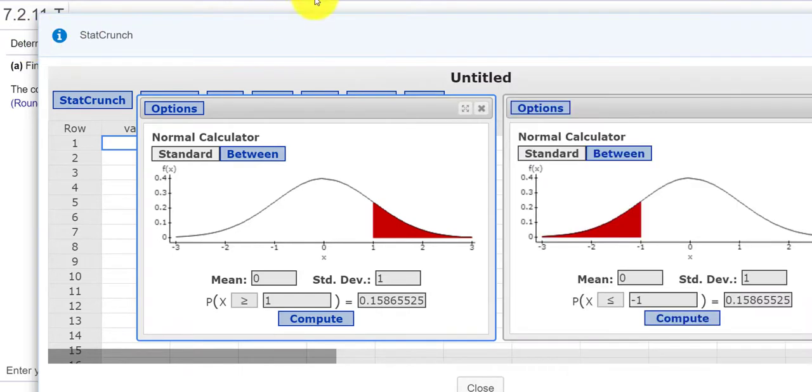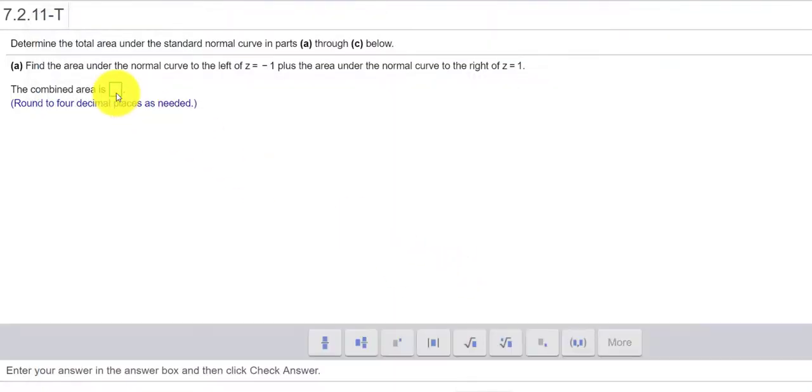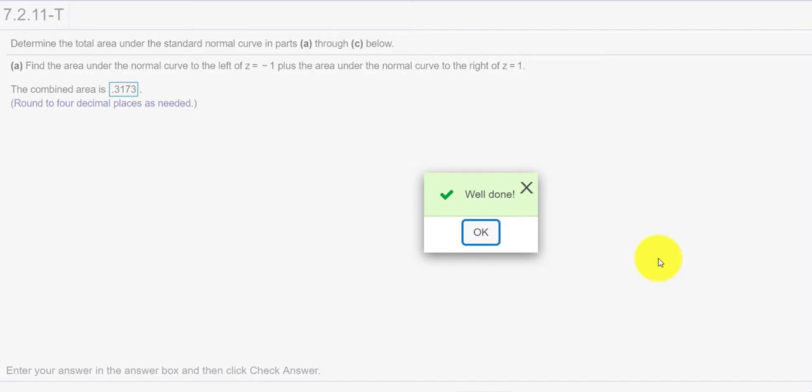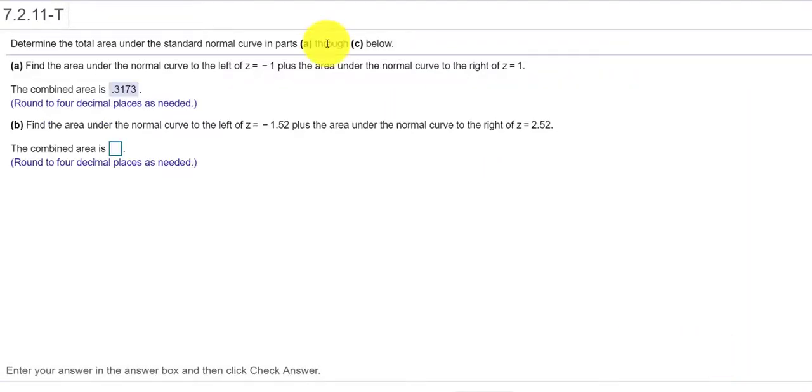That's okay. Let's get out of here. And we'll check our answer. We get the well done. Let's try number 7, because Part A and B are very similar. We'd have to do it twice and add the probabilities.